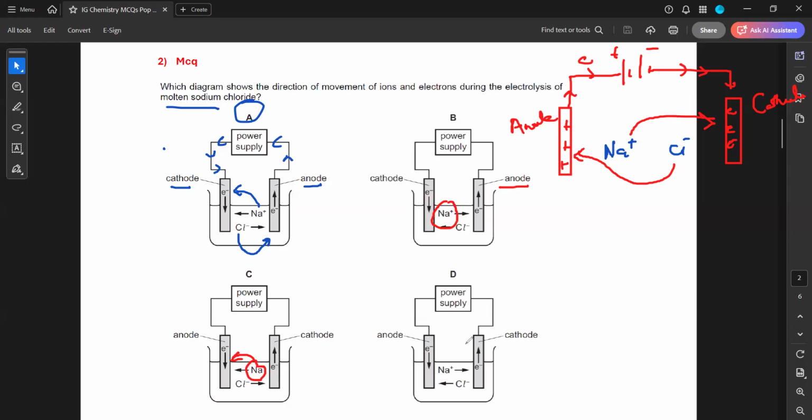The positive ions are attracted towards the cathode, negative ions are attracted towards the anode. And what about the movement of electrons? The movement of electrons is wrong because from the power supply, electrons move towards the cathode, but it's showing that electrons are moving away from the cathode. So that's a mistake. And same thing, electrons move from the anode towards the power supply, but it is given the other way around. So that is a mistake as well. So A will be the valid answer, or the right answer.